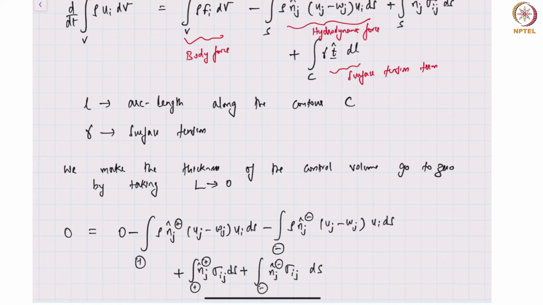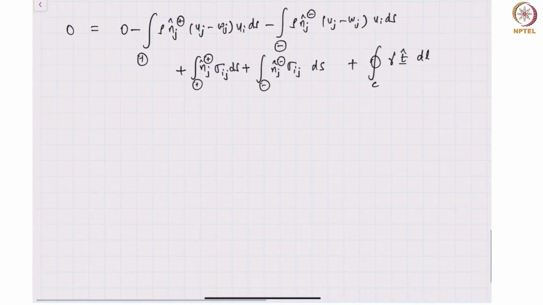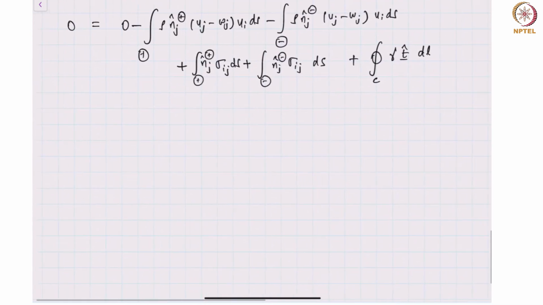And finally, I have a closed contour, contour C, gamma dl, gamma T, that's the force, dl. So that's all the terms that I've written down here.